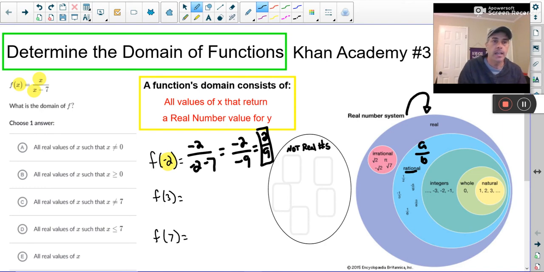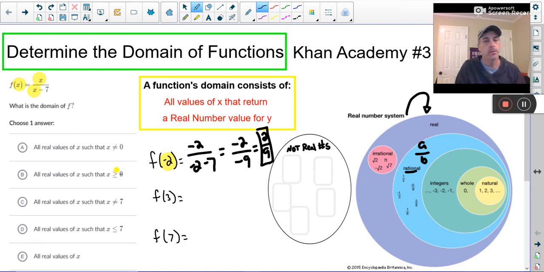If I look at the answer choices, what is the domain of f? Choose one answer. A, B, C, D, and E all begin with all real values of x. And then some of them say such that x is not this, or such that x is greater than or equal to this, or x is not equal to that. So it's saying most every single number is going to be a part of the domain. But maybe there's one or an infinite number of numbers that isn't part of the domain.